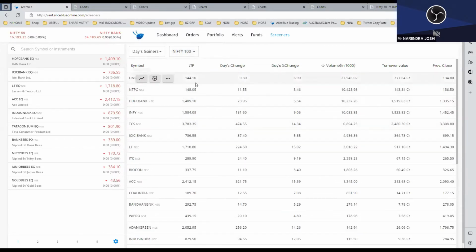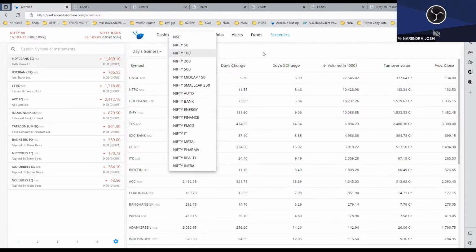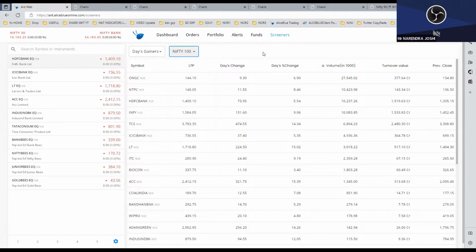So here you can see ONGC, NTPC, HDFC, all stocks are there. These are all top stocks with quality, company management, all the good things are available here. So these are coming under Nifty 100. So you get volume, price action, you get everything. So you have to select the best.